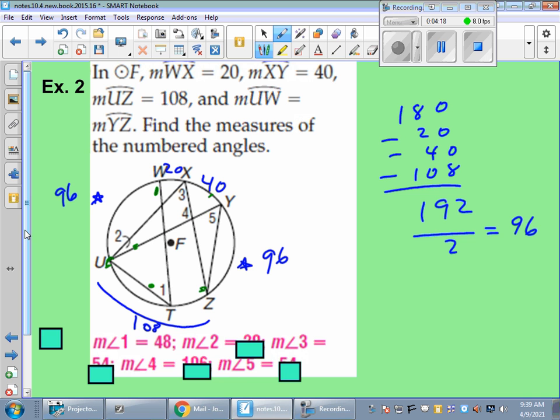Now, one thing I really need you to pay attention to is angle 4. Angle 4 is not an inscribed angle because, again, look where the vertex is. The vertex is here. It's not in the middle, and it's not on the edge. So you're going to have to use a triangle, with angle 2 and angle 3. So you're going to go 180 minus the measure of angle 2, and angle 2 was 20, and angle 3 was 54. So you're going to subtract those, and that's how you're going to get the measure of angle 4, 106. And then angle 5 is, again, opposite this arc right here, so it's half of 108, or 54.